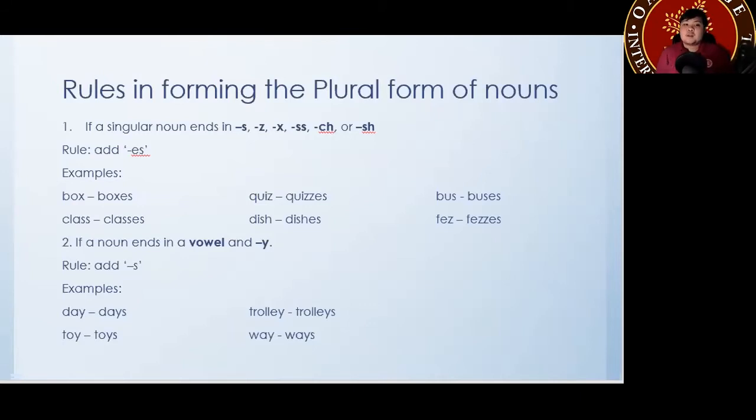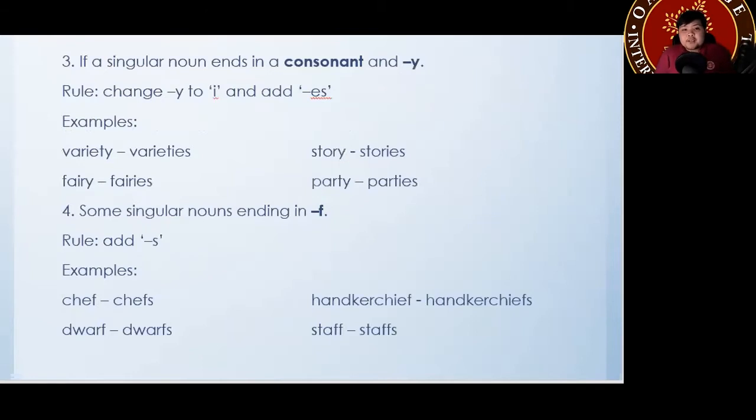Next, rule 3. If a singular noun ends in a consonant and y, so it ends in y but before the y is a consonant, the rule is you have to change the y first to i and then add es. Example, the word variety, V-A-R-I-E-T-Y. Before y is a consonant, it's t. So the rule is to change y to i and then add es.